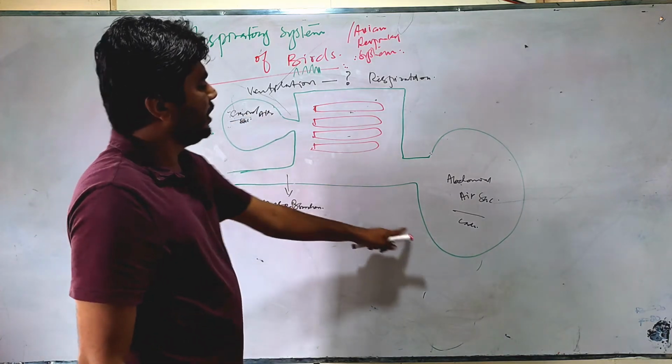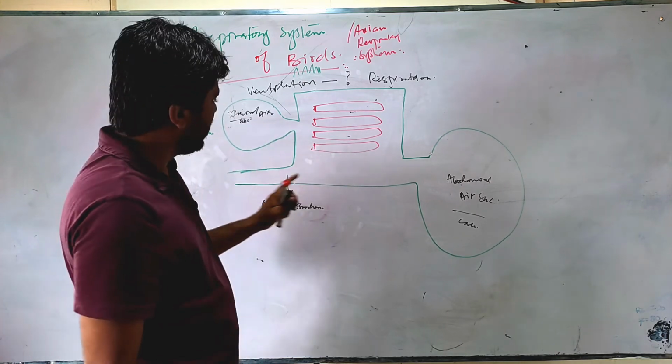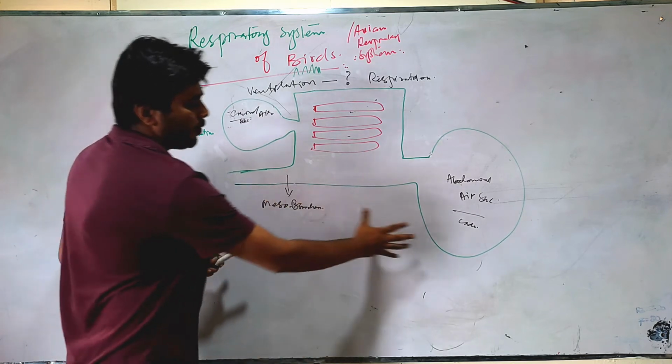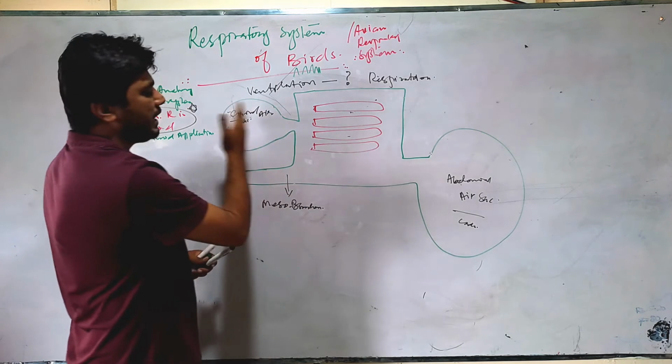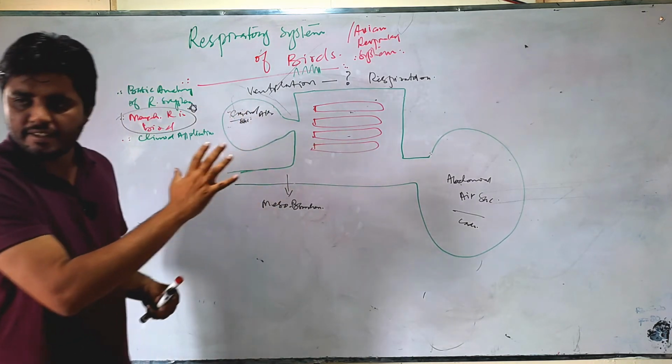Point is that they are caudal to the lungs and cranial to the lungs. Our respiratory thoracic is no problem. We have two air sacs here to understand this diagram. One is caudal to the lungs, one is cranial to the lungs. But both are associated with lungs.